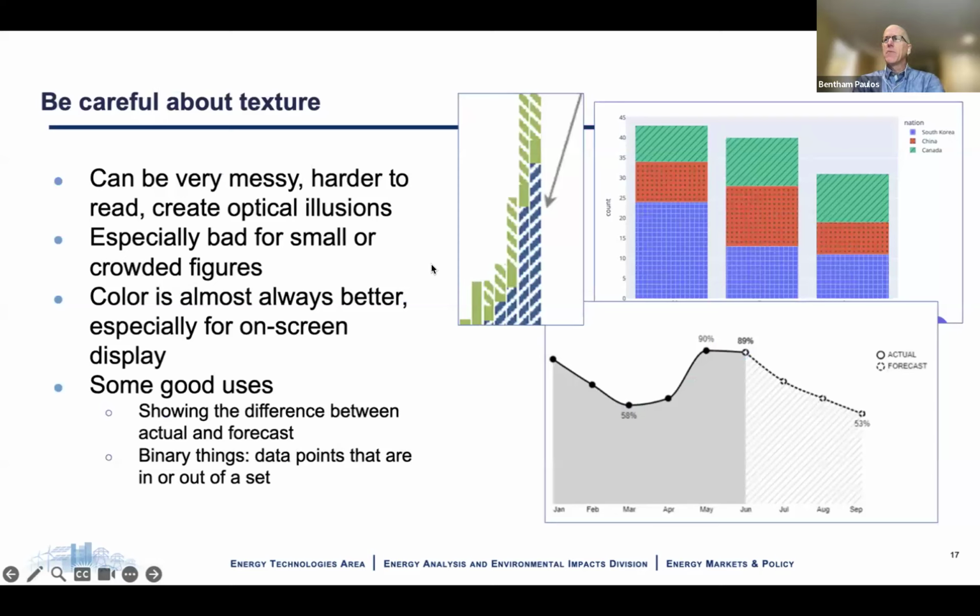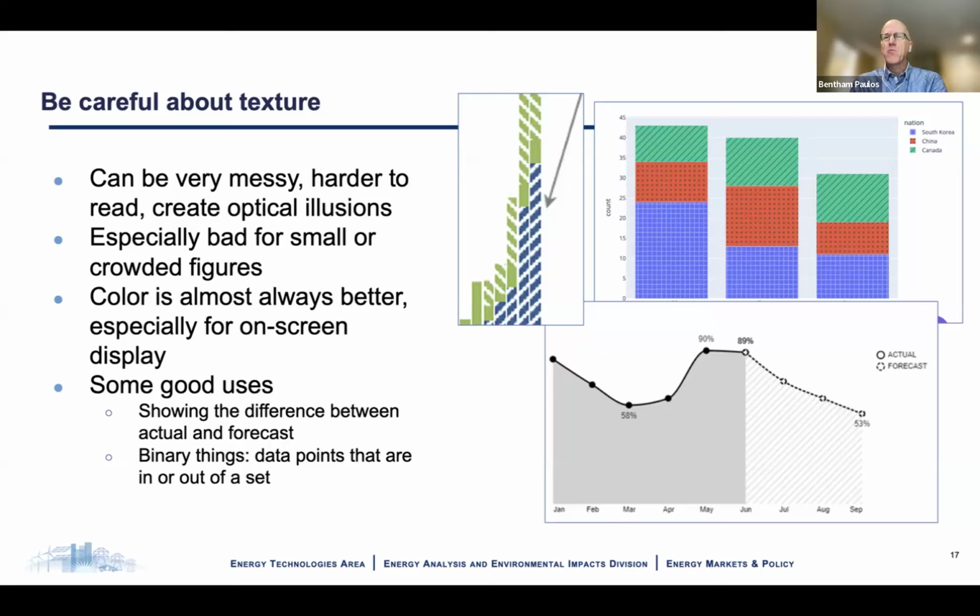So texture, to be honest, I'm not a huge fan of texture in most cases. It can be very messy. It can make things hard to read. It can even create optical illusions if you really get aggressive with it. The blue and green chart here is the one I mentioned before about the interconnection queue. It's a little difficult to me to tell where the striped portion and the non-striped portion start and finish because the green sort of bleeds up into the striped portion. So anyway, not my favorite.